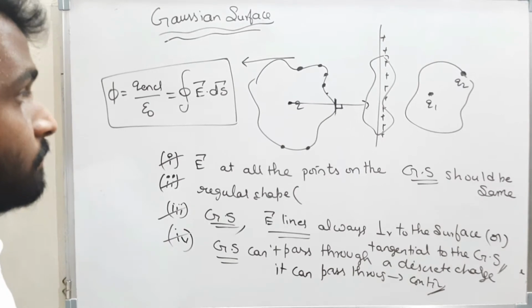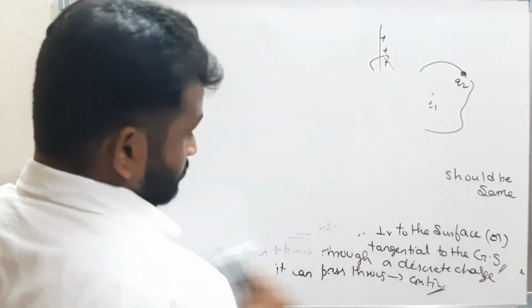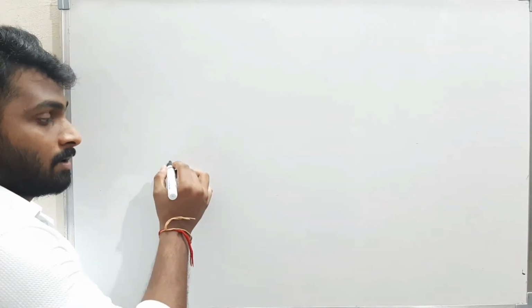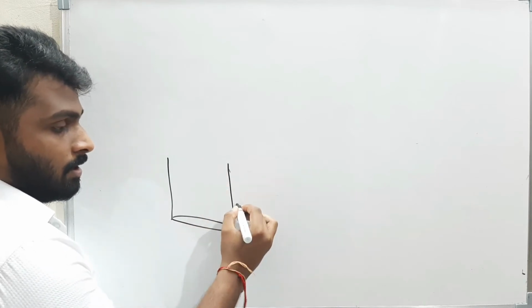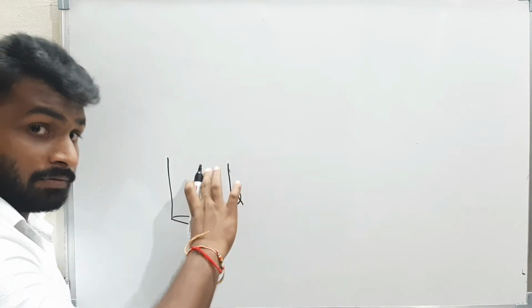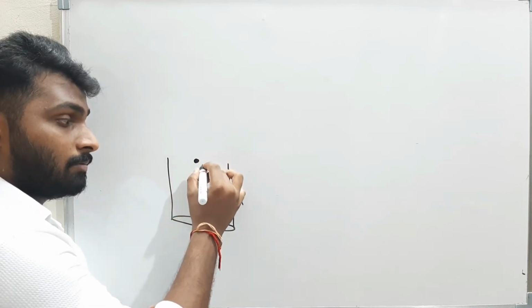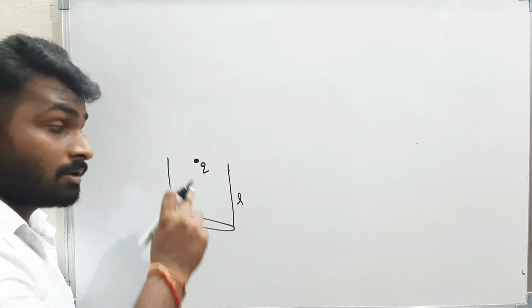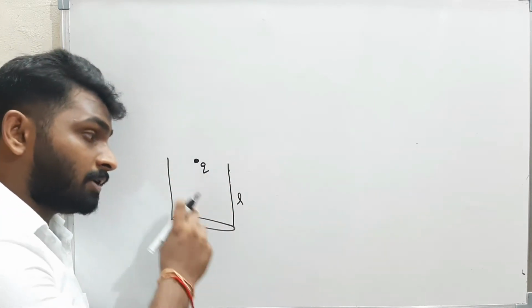Okay, now see here. This is a cylinder, a half cylinder of length L. Now they told that the charge is present at one of the corners. This is the charge. Now they told to find the flux through this half cylinder. Now how can I find the flux through this half cylinder?